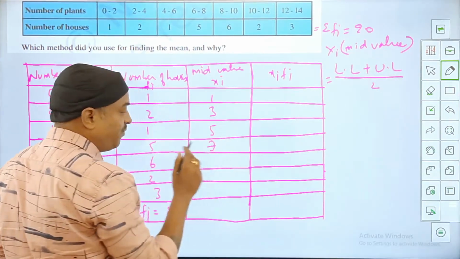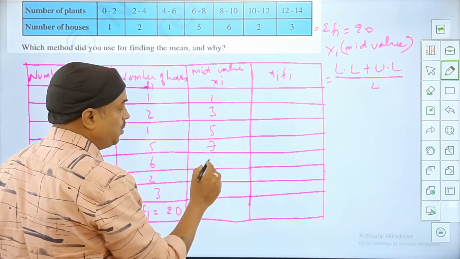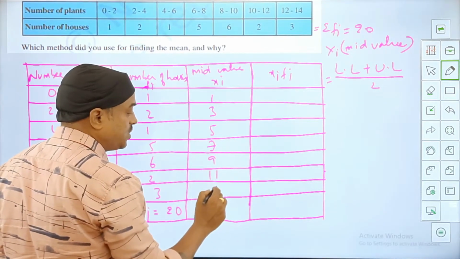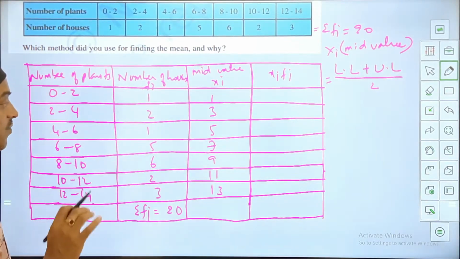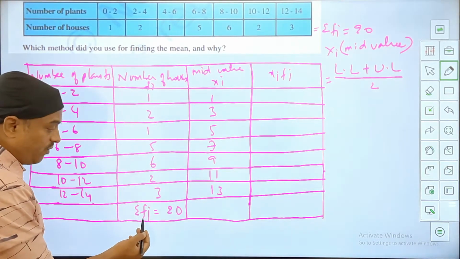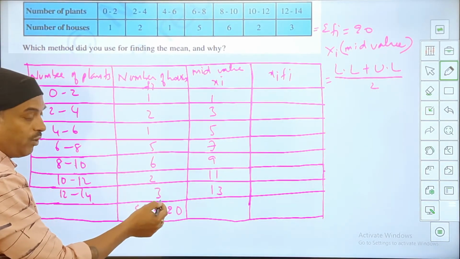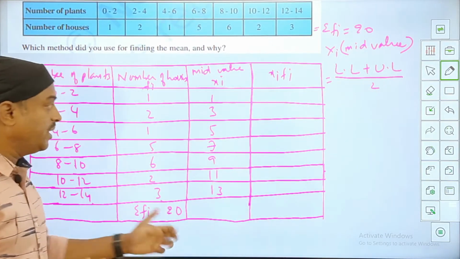So I need not do the sum of the two and divide by 2 every time. I just need to add 2 to this based on the given numbers. So these are all the numbers: 1, 3, 5, 7, 9, 11, 13. This summation of frequency, you can understand, is the sum of all the frequency values which I've earlier told you, which is 20, the same number 20 here.